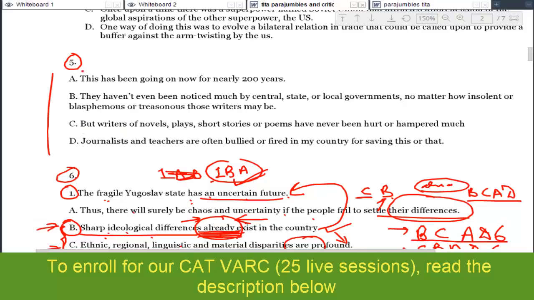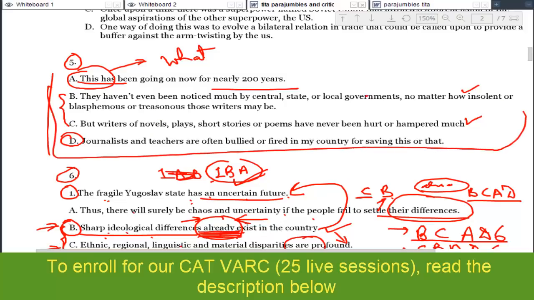Now look at this. Now this has been going on for nearly 200 years. What has been going on? So the first question that comes to my mind is, what has been going on for nearly 200 years? So people say D has been going on for 200 years. That means basically these two have not been going on for 200 years. What are these two things doing then? Is the passage about this entire episode, or is it about just one episode? This is the question I have to ask.